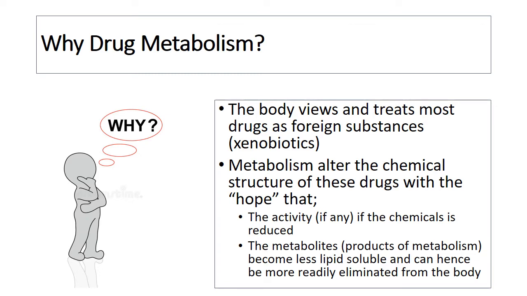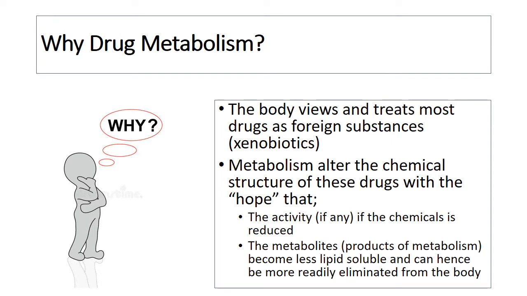So what metabolism does is that it alters the structure of these drugs. And basically what the body is trying to do is one of two things. Number one, it's in the hope, and this hope is used very loosely, that the activity of the drug or the chemical which has come into the body is reduced. But like I said earlier, metabolism does not necessarily lead to a reduction in activity or a termination of activity. And then the second thing, that the metabolites, which are the products of metabolism, become less lipid soluble and therefore are more readily eliminated from the body.